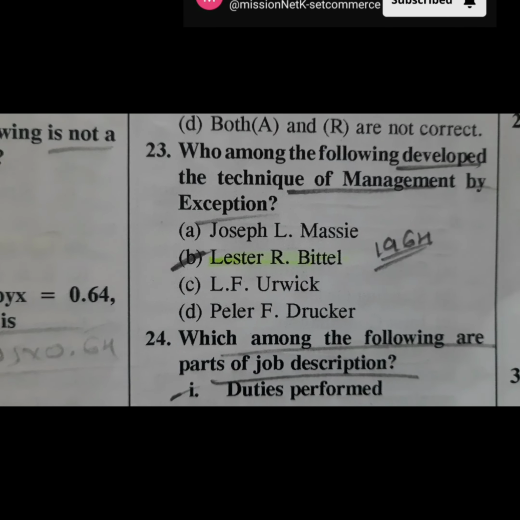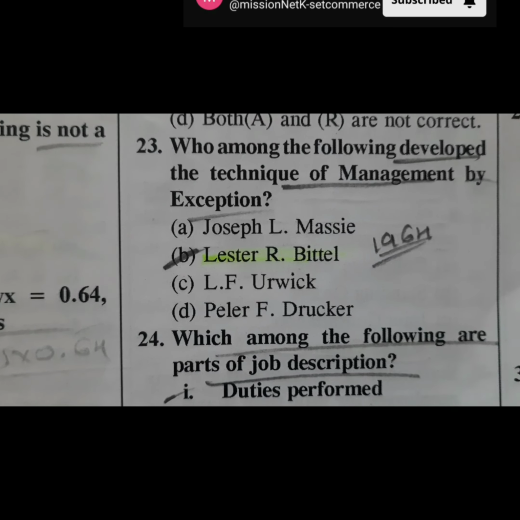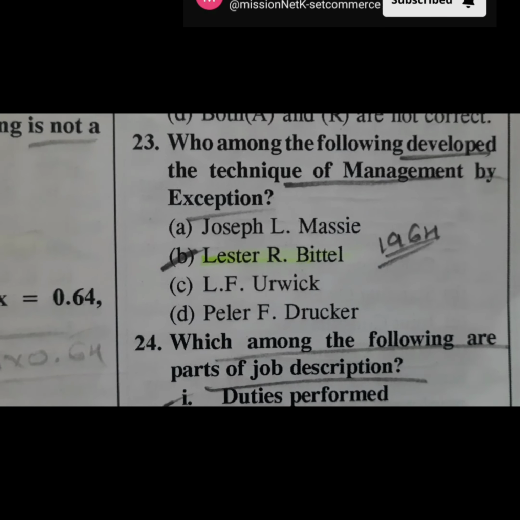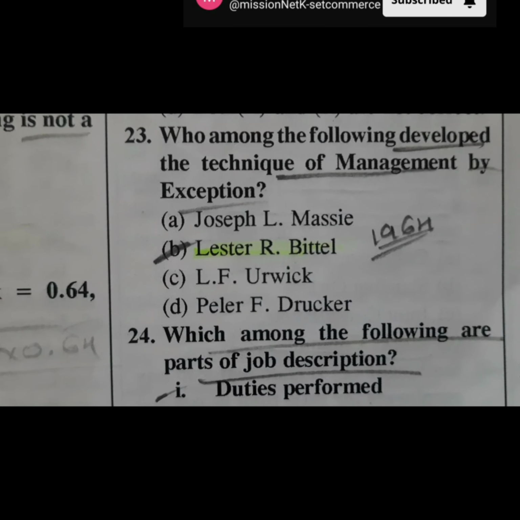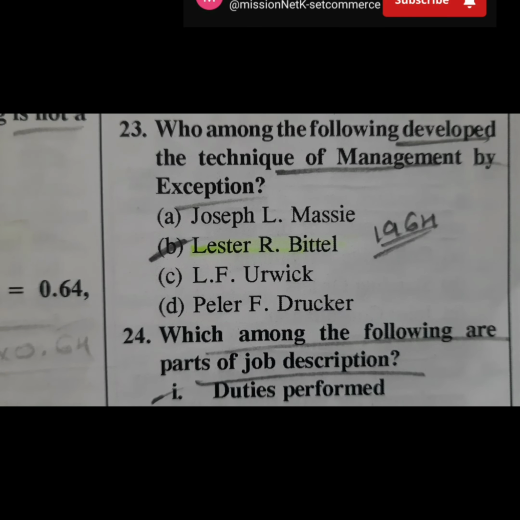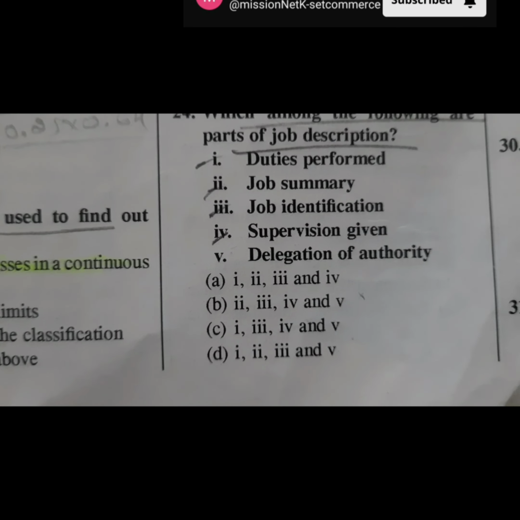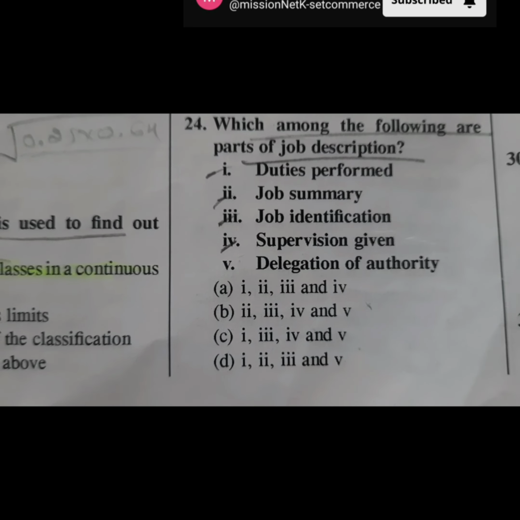The next question is, who among the following developed the technique of management by exception? The right answer is option B, Lester Bittel. He developed the technique of management by exception in the year 1964.